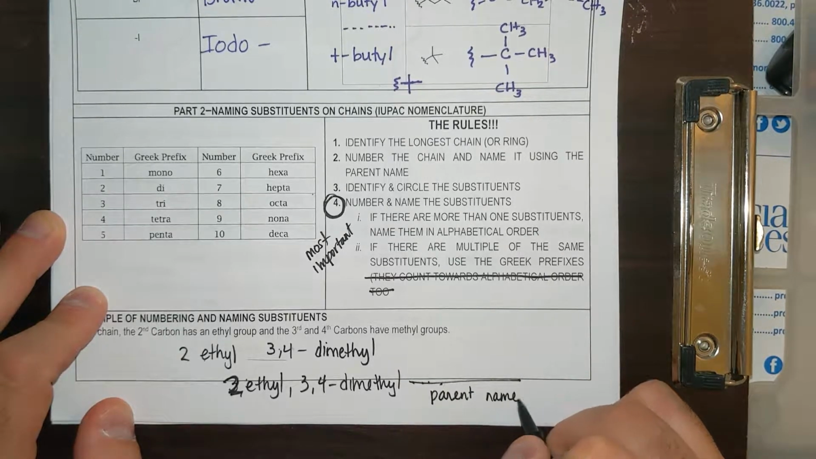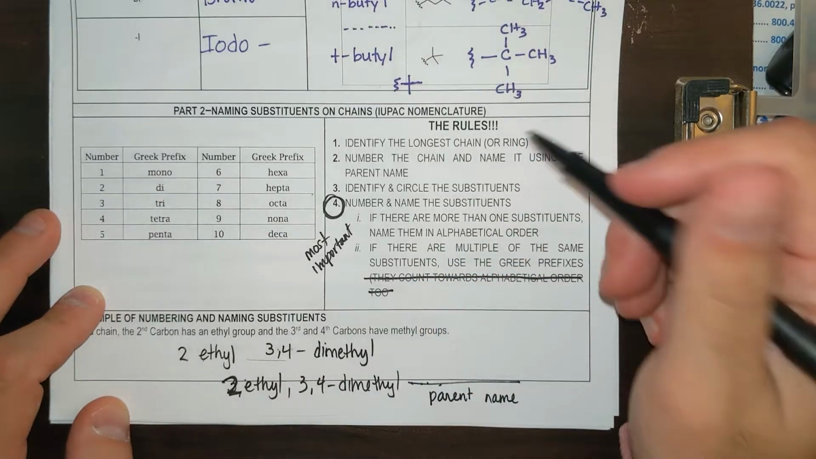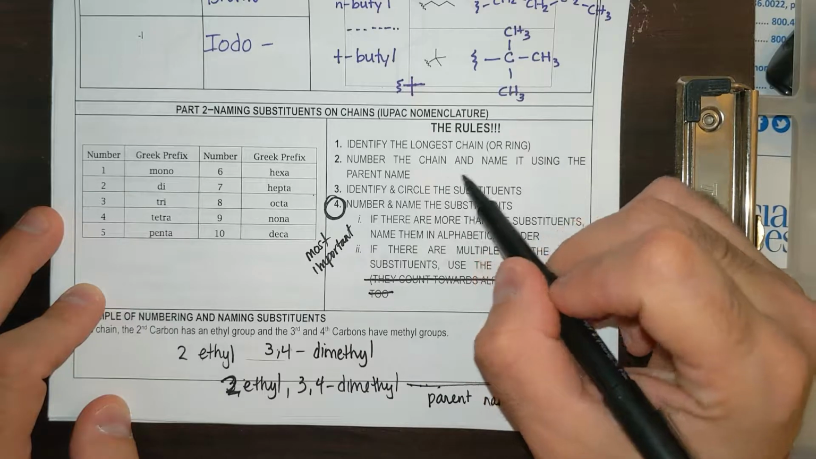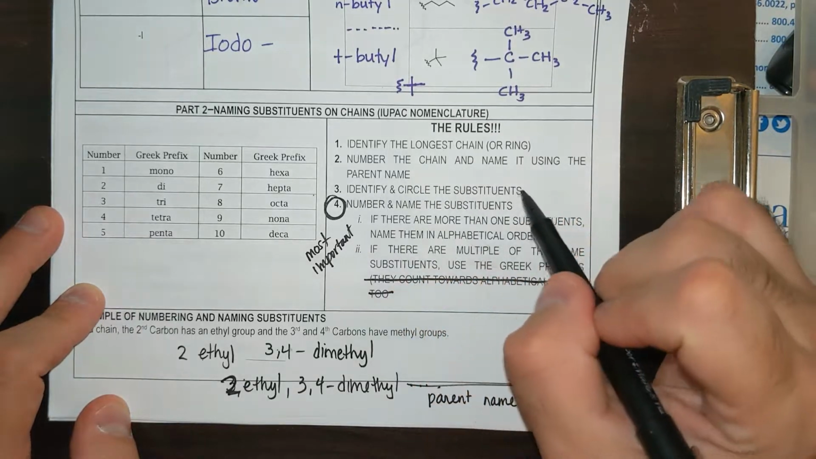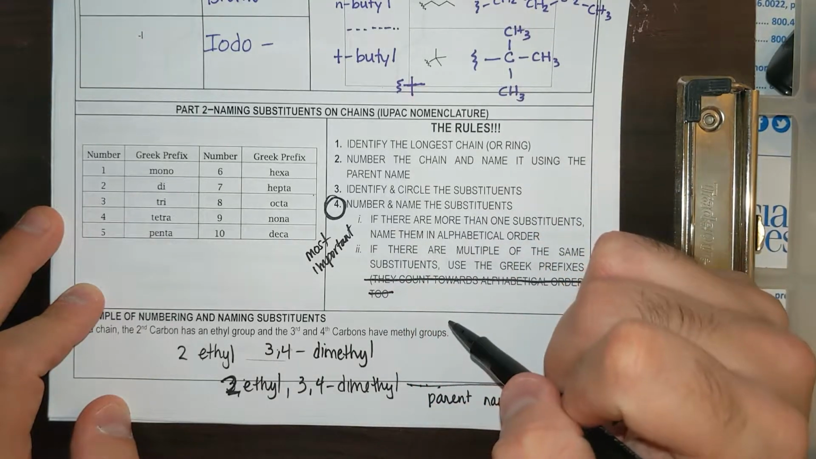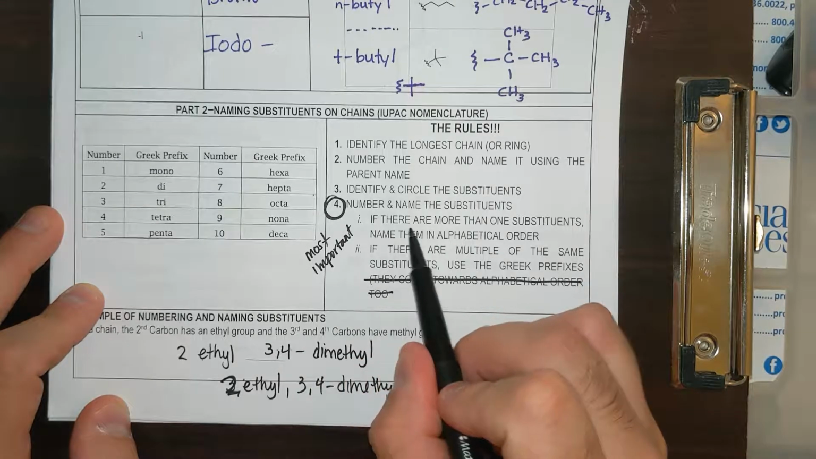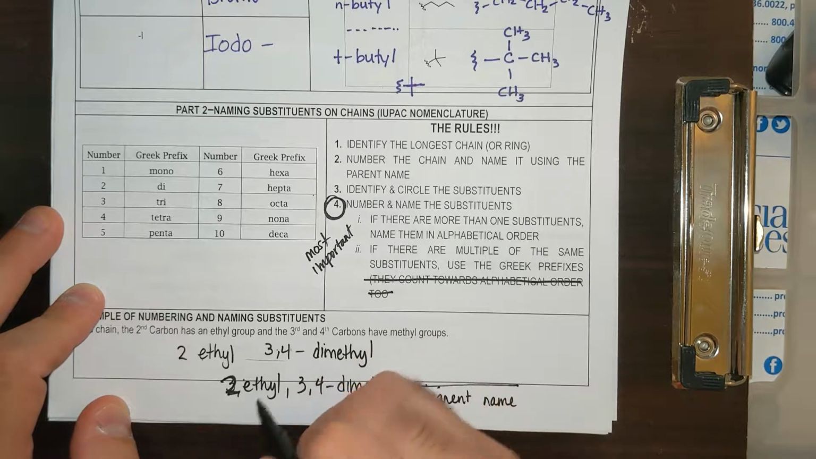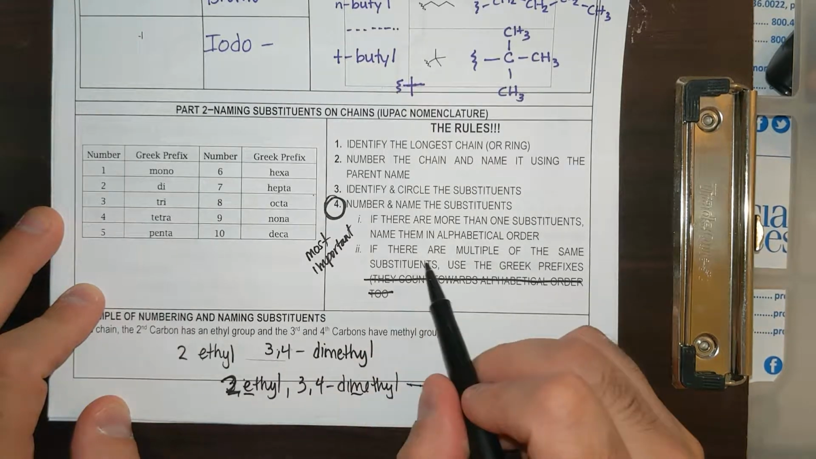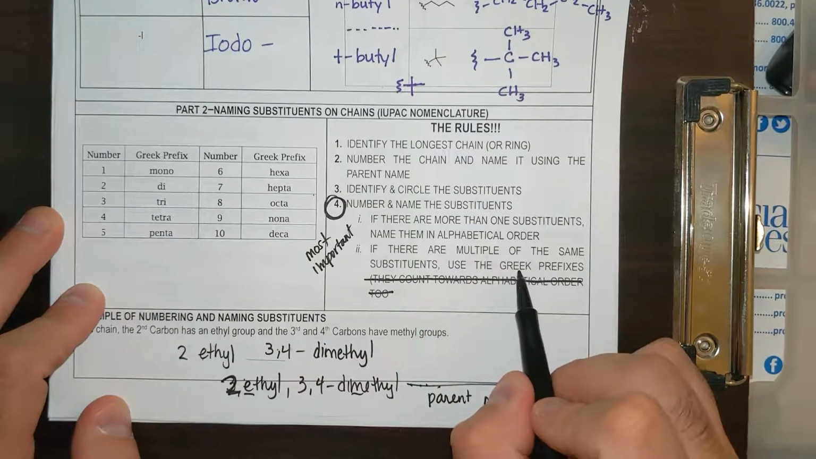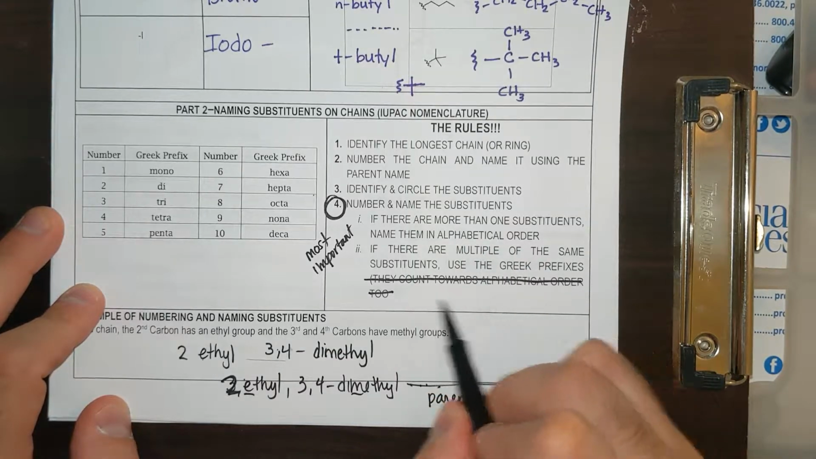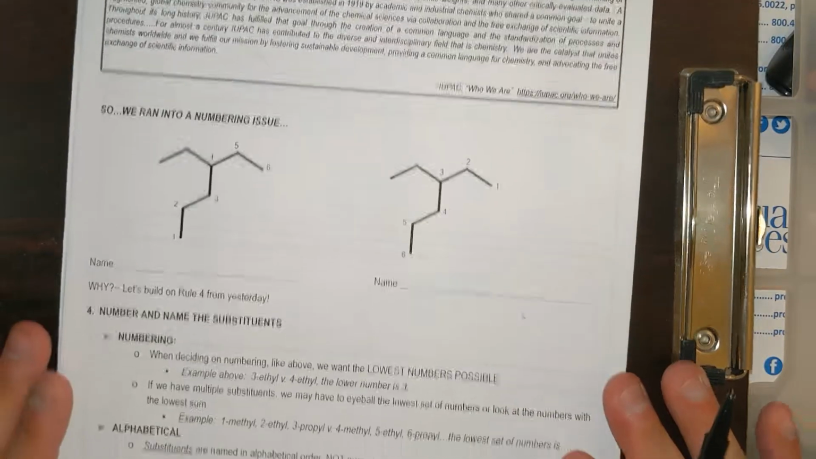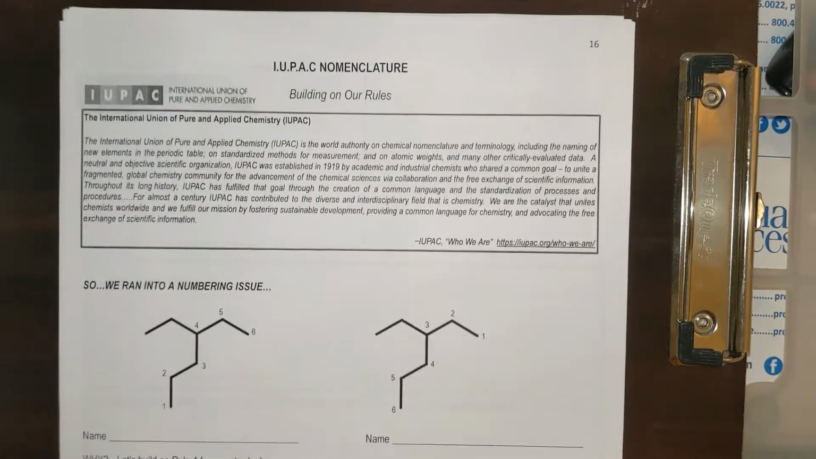So this is just the beginning of us naming, right? You have to identify the longest chain, number the chain, and name it using the parent chain. Identify and circle the substituents, and then number and name the substituents. So if there are more than one substituent, name them in alphabetical order. Ethyl, methyl. The Greek prefixes do not count. If there are multiple of the same substituents, use the Greek prefixes. Greek prefixes do not count. Okay? So that is the beginning of IUPAC Nomenclature.